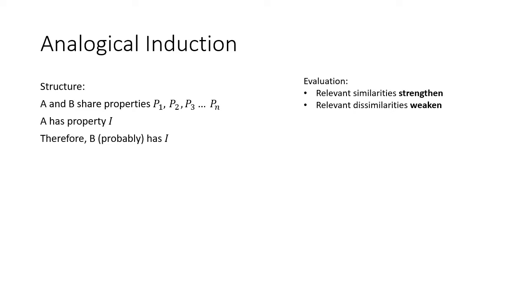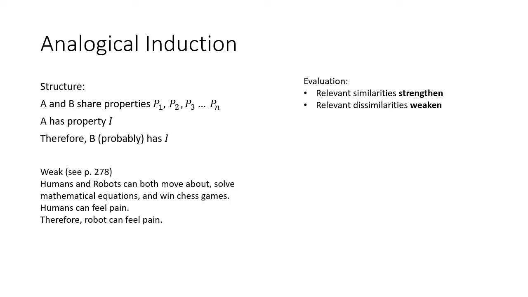So in evaluating these things, we think about the relevant similarities and dissimilarities between A and B. If the similarities mentioned are relevant to the attribute of interest, then that's going to strengthen the argument. And if there are any dissimilarities, things that are different about A and B that are relevant to the attribute of interest, then that will weaken the argument. So to talk about this, we're actually going to start with a weak argument.